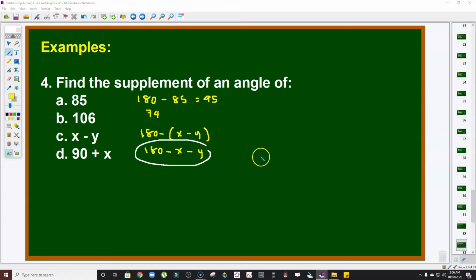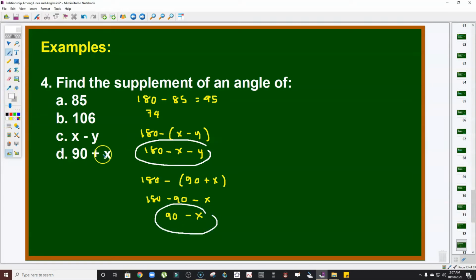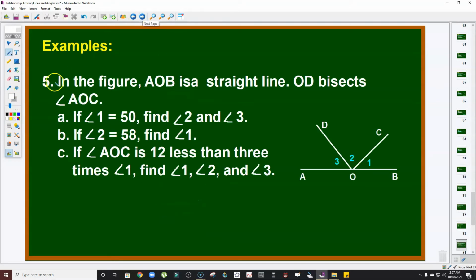Okay, next, letter D. How about 90 plus x? So, the supplement of 90 plus x is just 180 minus (90 plus x). So, like what we did, subtract ko lang. That will be 180 minus 90 minus x. As simple as that. So, 180 minus 90 is 90 minus x. So therefore, this is the supplement of the given 90 plus x. Clear? Okay, next.